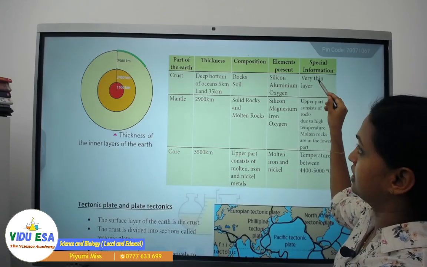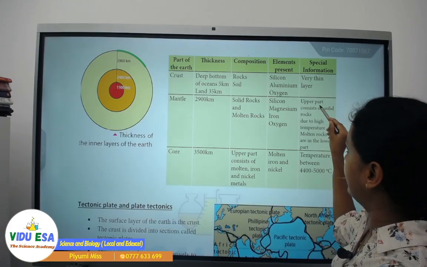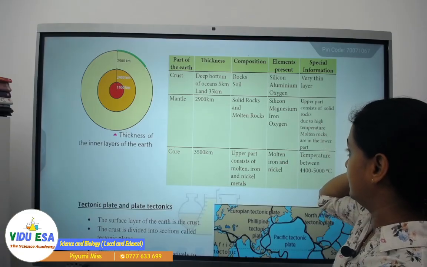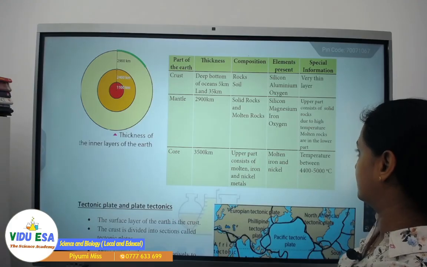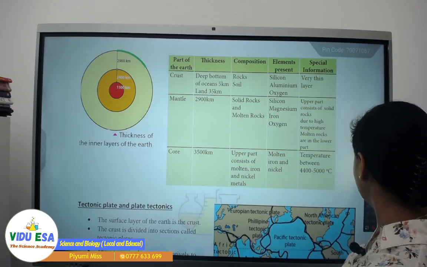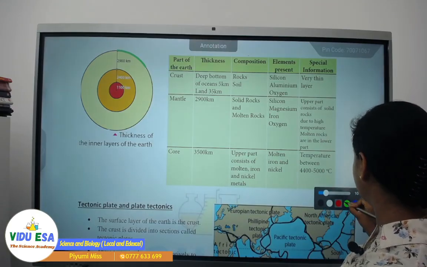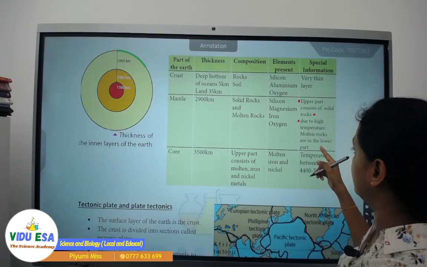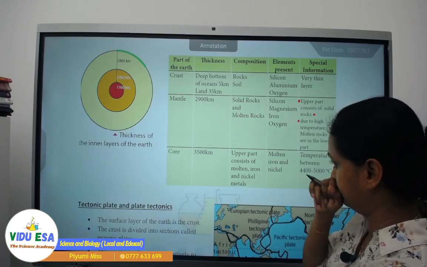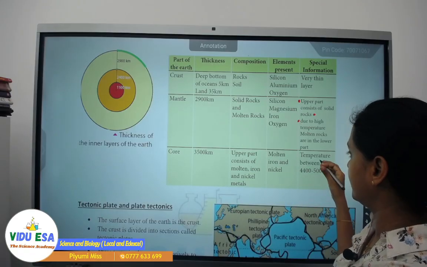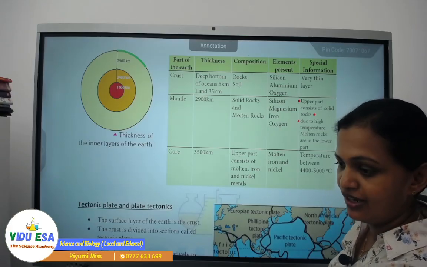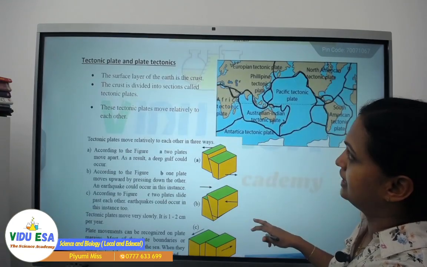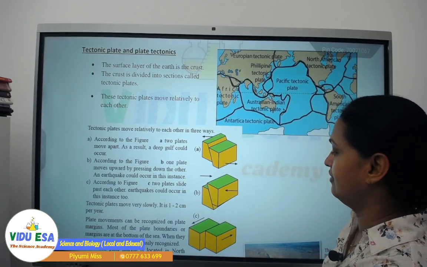The special information, the crust is the thinnest layer. Mantle, upper part consists of solid rocks, while due to the high temperature, molten rocks are in the lower part. Right? Upper part consists of solid rocks. Full stop there. Then due to the high temperature, molten rocks are in the lower part. Then in the case of the core, the temperature is between 4,400 to 5,000 degrees Celsius. That is related to the nature of the earth, right? What are the layers available?